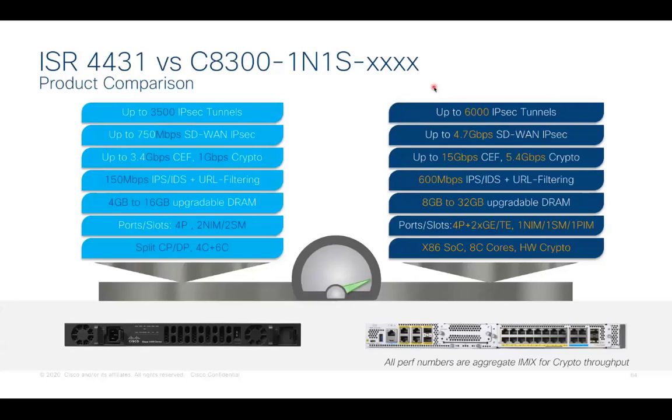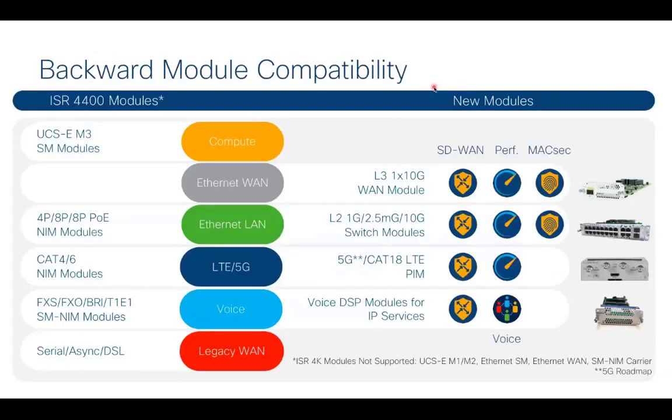Okay, so let's quickly discuss backward module compatibility. So we support most of the modules which are being supported on ISR 4400, except the ones highlighted in the asterisk at the bottom. And for all the modules supported on ISR 4K and compatible with 8300, customers can reuse those modules when they want to migrate from ISR 4K to 8300. So the modules we highlighted here are not compatible with 8300.